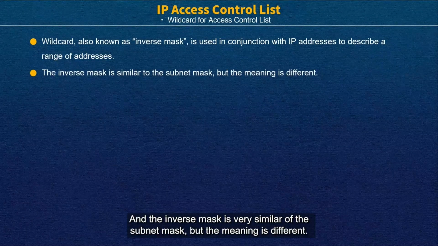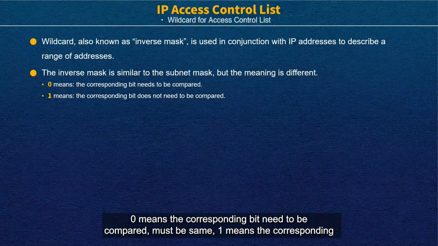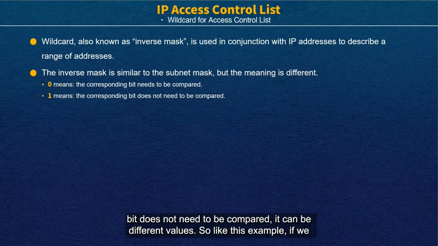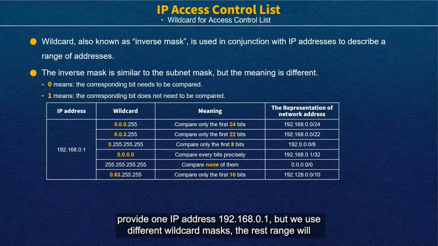And the inverse mask is very similar to the subnet mask, but the meaning is different. 0 means the corresponding bit needs to be compared and must be the same. 1 means the corresponding bit does not need to be compared; it can be a different value. So like this example, if we provide one IP address, 192.168.0.1, but we use different wildcard masks, the resulting range will be different.